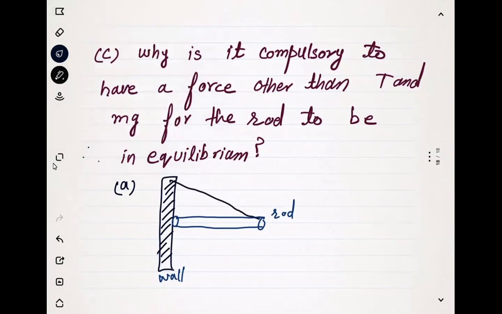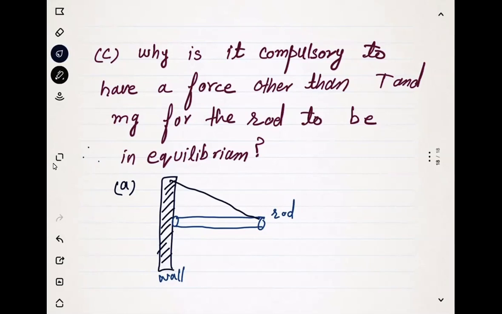Why is it compulsory to have a force other than... Now list the forces. The A part is about listing the forces. There are three possible forces in total. One of them is the weight, the other force is tension, and the third force will be at the point of contact between the rod and the wall.